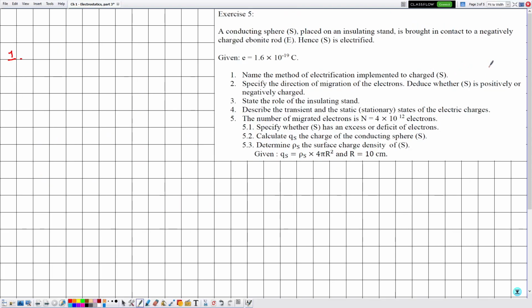So there is no rubbing, there is just contact between the two bodies, and notice that one of the bodies is a conducting sphere. So this is electrification by contact.